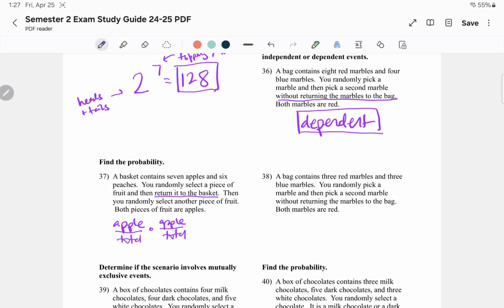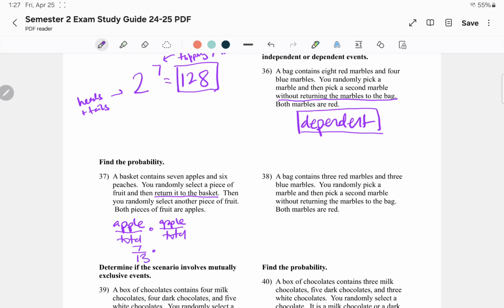Both pieces of fruit are apples, so we set that up. And now how many apples are there? It says there's 7. So let's put a 7. How many total pieces of fruit? 7 plus 6 is 13.